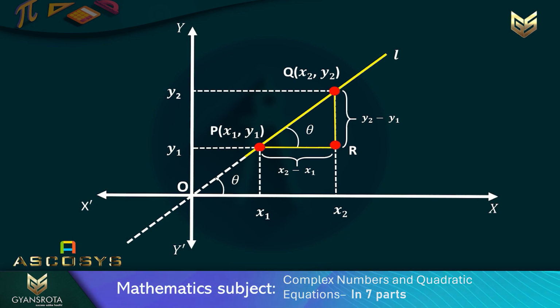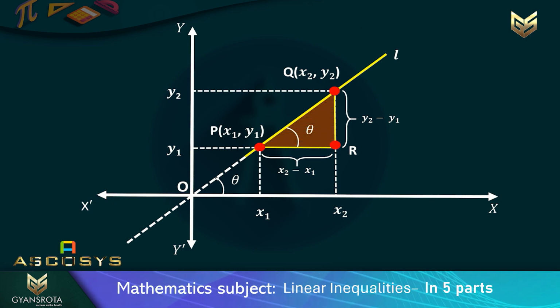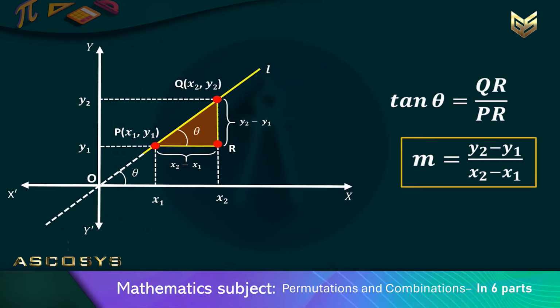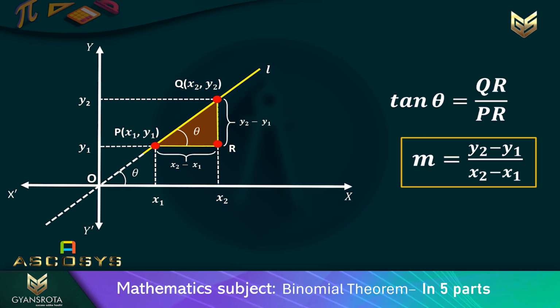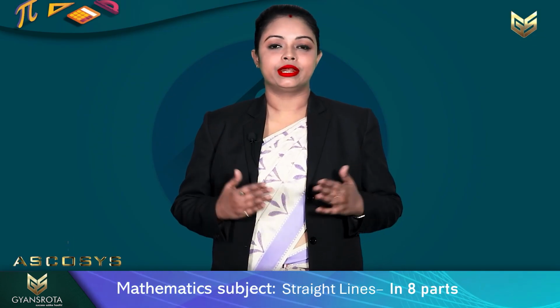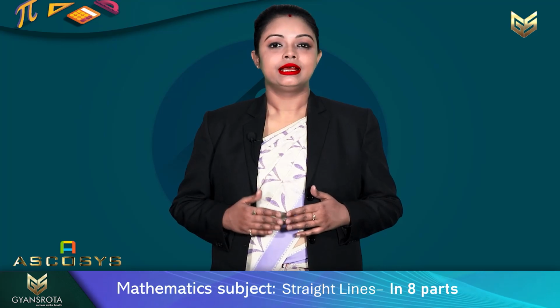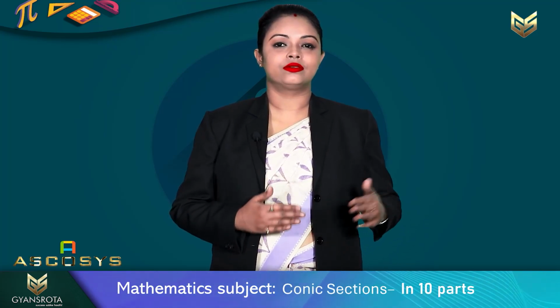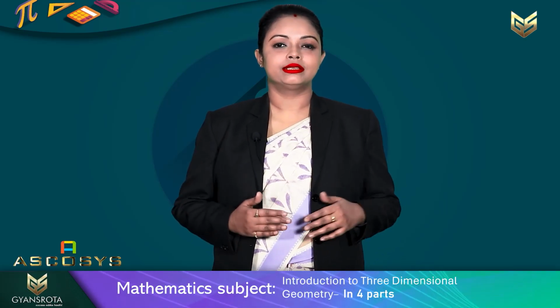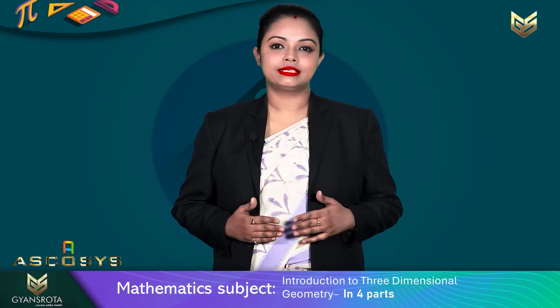Now, if you observe this triangle PQR, you can see that tan theta equals perpendicular by base, that means tan theta equals QR by PR, and therefore your m, which means tan theta, will be equal to (y2 minus y1) divided by (x2 minus x1). So this is your slope whenever 2 points are given to you. That means if you know 2 points (x1, y1) and (x2, y2), then your slope m is given by (y2 minus y1) divided by (x2 minus x1).